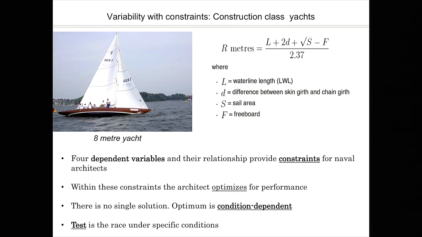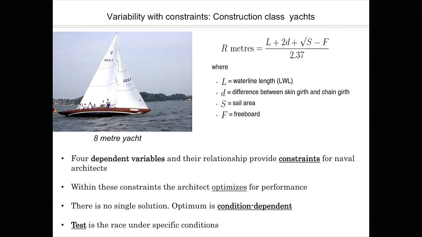So this is a sailboat that everyone can see, and there is a particular thing about this sailboat. It's referred to as a construction class. This is an interesting experiment by naval architects, because someone comes up with a formula. This formula is written here, and it has a number of variables that can be varied by the naval architect, like the length, the sail area, and so on. It doesn't really matter what it is. But at the end, every boat that is built within this class has to come up with a certain number of meters, and this would be an 8-meter class boat.